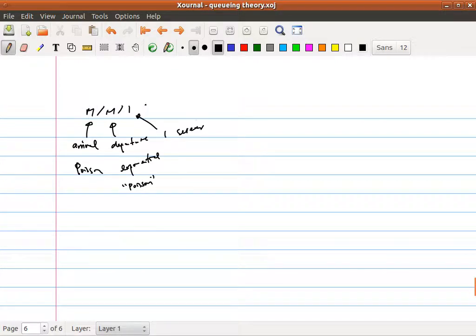And sometimes there's a fourth letter here. If there's nothing there, it's basically saying that the queue has infinite length. So here I don't have it. It means that the queue can be as long as it wants to be.